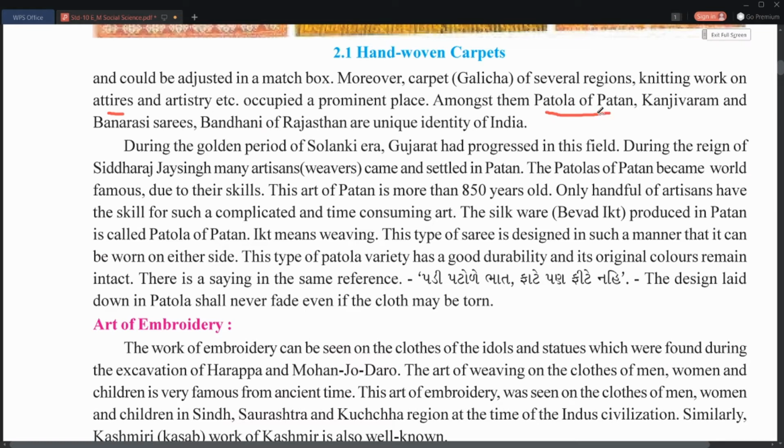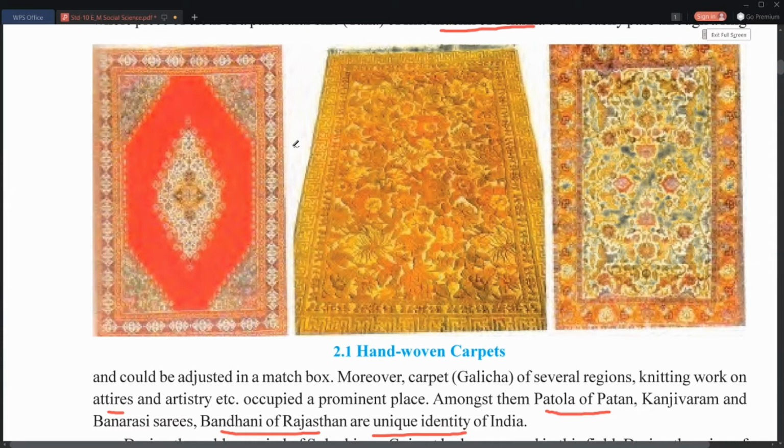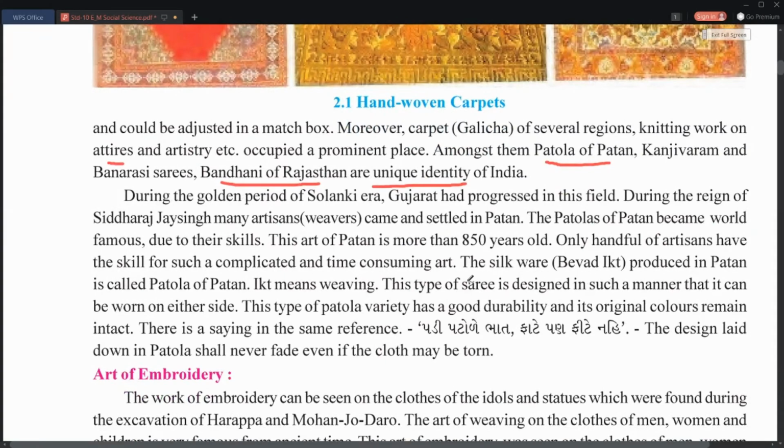You might have heard the name of Patan, and patola of Patan are world famous, not only in India. Kanjivaram and Banarasi sarees, bandhani of Rajasthan, are the unique identity of India. So you can see some colorful hand woven carpets here also in this figure. So India has a very good contribution in weaving art, particularly hand woven.